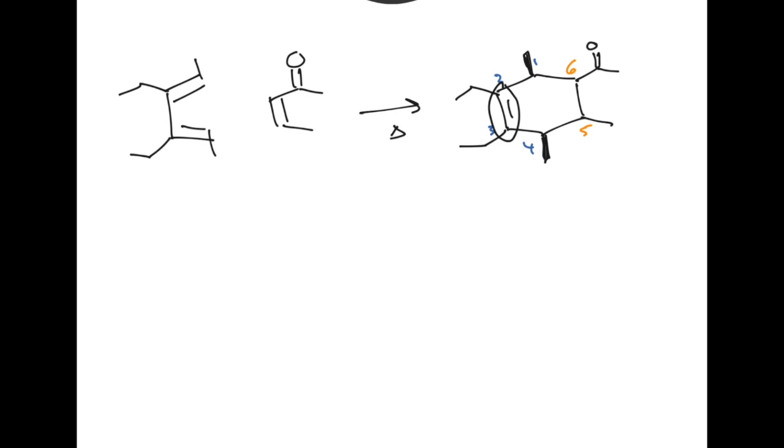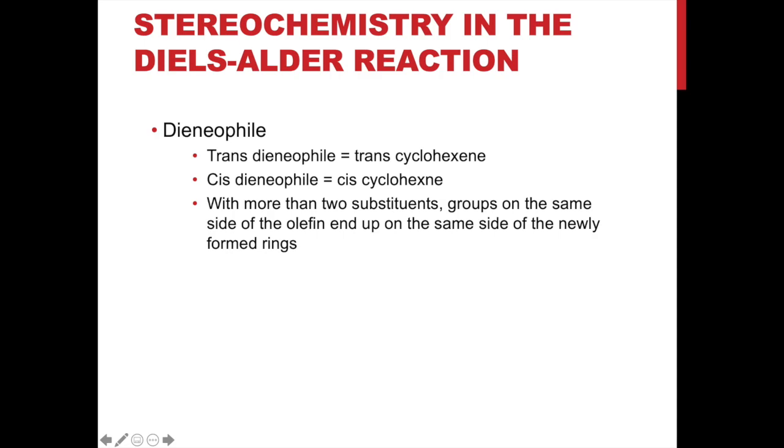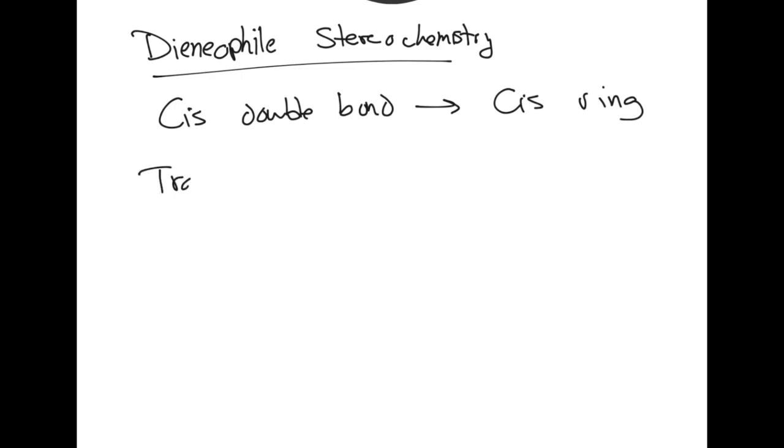What about stereochemistry for the dienophile? So if it's cis, if they're on the same side, they end up on the same side of the ring, both wedge or both dash. If they're trans, you'll end up with them being trans in the ring, one wedge, one dash.